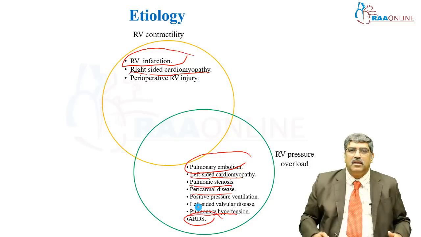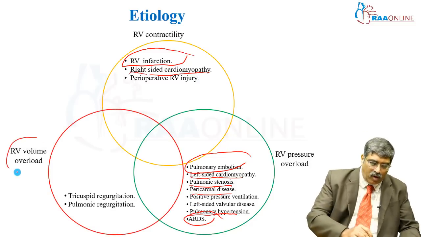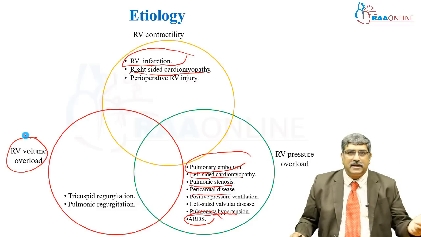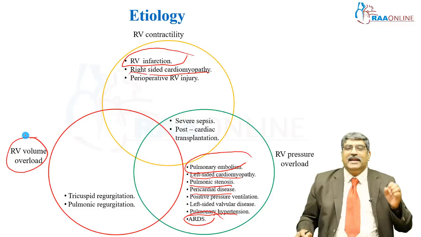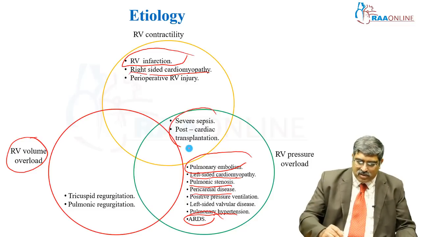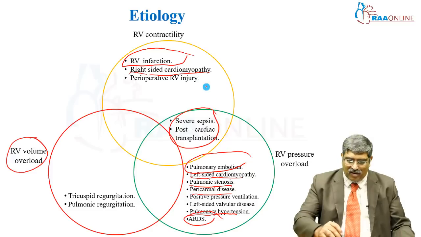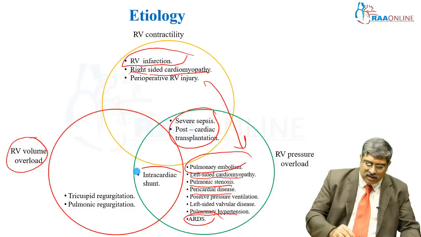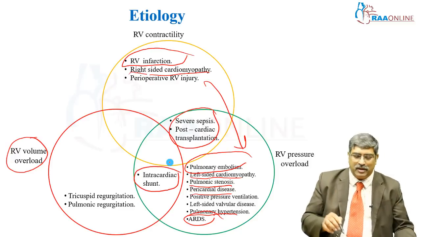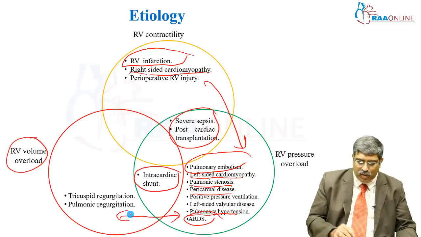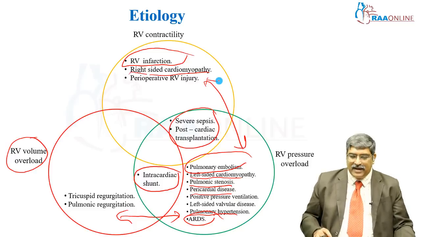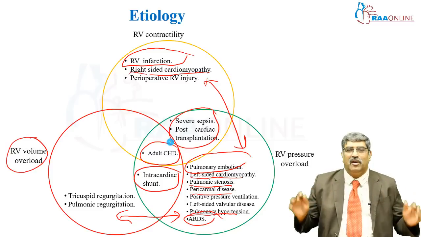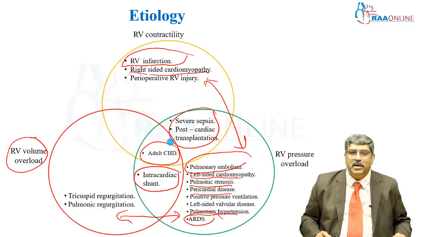right ventricle. Then you have the third etiology, which is the volume overload, which occurs with regurgitation lesions like pulmonary regurgitation and tricuspid regurgitation. And in case of sepsis and post cardiac transplantation, both the contractility and the pressure might be altered, and in case of left to right shunt in the congenital age group, the volume and pressure both might be altered, and in case of adult congenital heart disease, all three variables will be altered: volume, pressure and contractility.